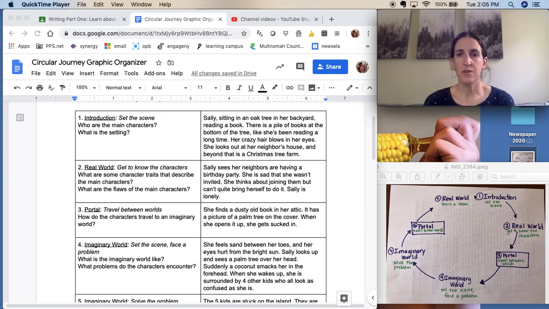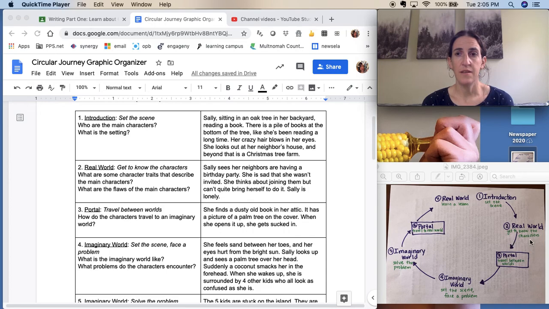Then I want to get to know her a little bit further, so I'm going to write a second scene in my story in the real world. Sally sees her neighbors are having a birthday party. She's sad that she wasn't invited. She thinks about joining them, but can't quite bring herself to do it. Sally is lonely. So I've kind of shown her flaw that she's pretty shy and she's lonely, so she can't quite get enough confidence in herself to make the friends that she wishes she had.